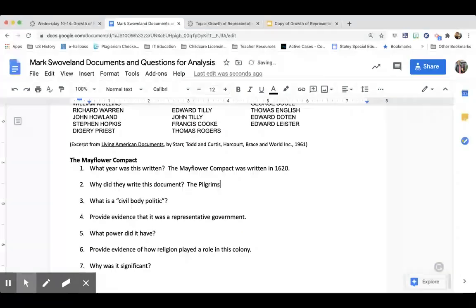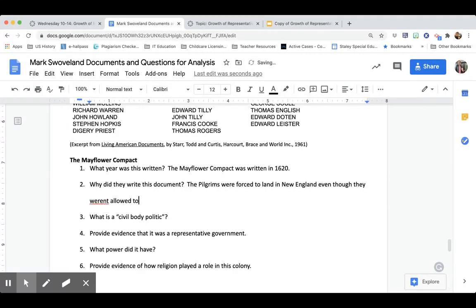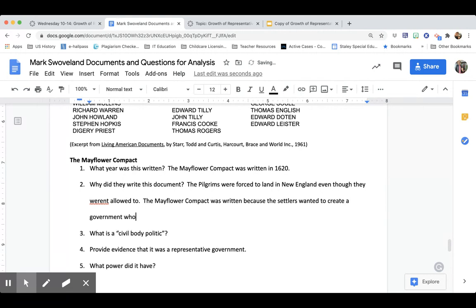the pilgrims were forced to land in New England, even though they weren't allowed to. The Mayflower Compact was written because the settlers wanted to create a government who ruled with the consent of the governed.